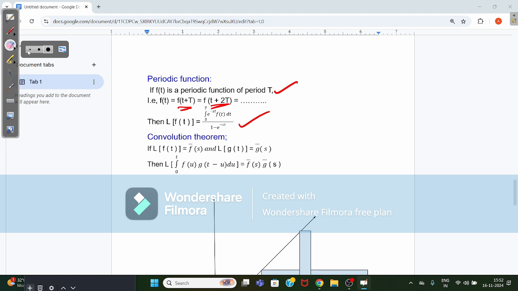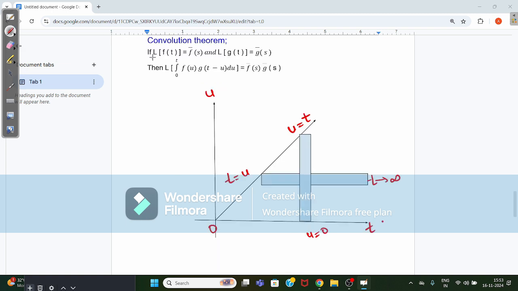Now comes the convolution theorem. If L of f of t is equal to f bar of s and L of g of t is equal to g bar of s, then the integral from 0 to t of f of u into g of t minus u du is equal to f bar of s into g bar of s. Okay, now this graph represents the convolution theorem.